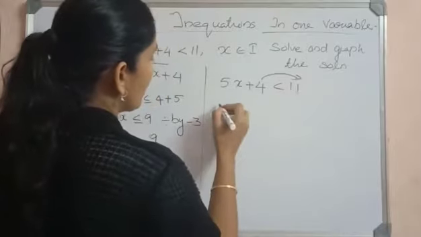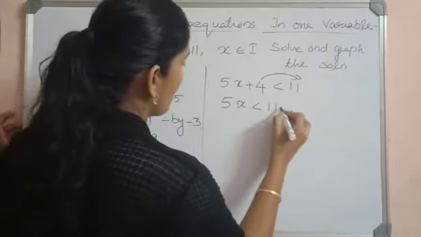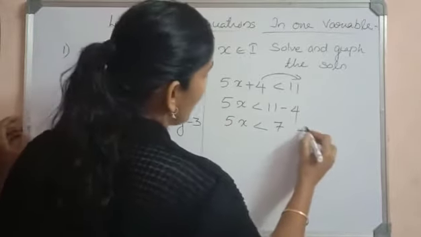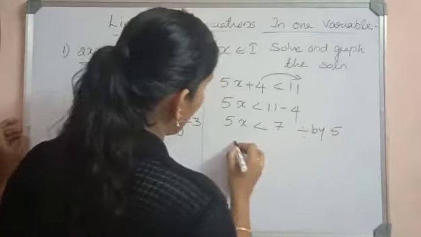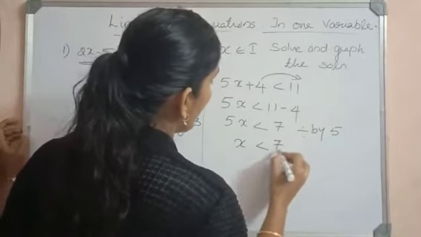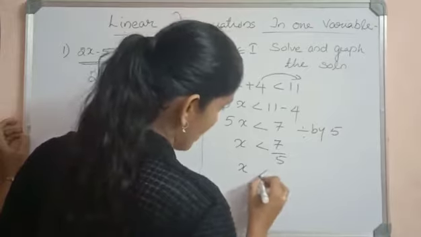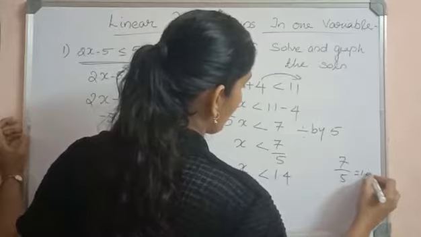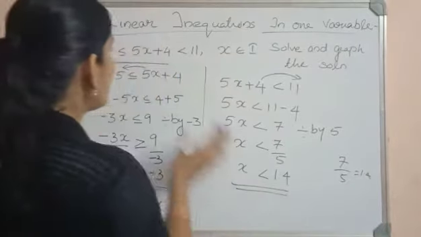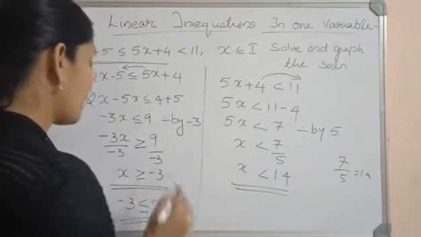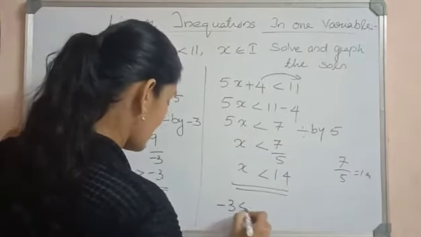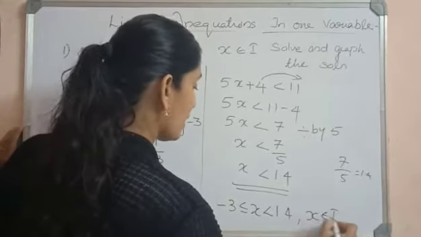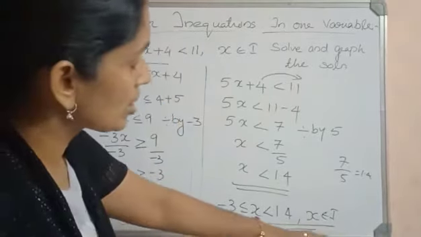Bring 4 to the other side. This will be 5x less than 11 minus 4, and 5x is less than 7, and dividing by 5 we get x less than 7 by 5, or x less than 1.4. 7 by 5 is 1.4. This is the second part of the linear inequation. So when you are combining these two, we get the answer as minus 3 less than or equal to x less than 1.4, x belongs to I. That means the replacement set is the set of integers.